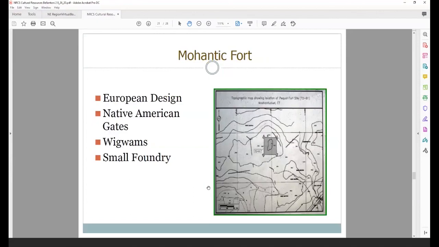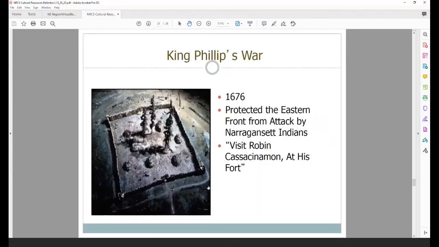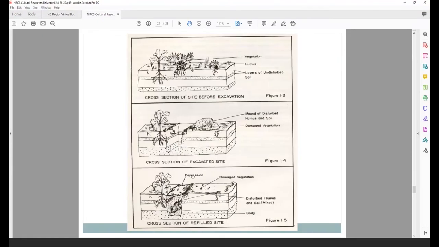And basically what we found from a stain in the soil was the remnants of a fort that was built during King Philip's War here in New England in 1676, that protected Connecticut from attack from the Narragansett Indians in Rhode Island to the east. There were no historic records of this fort other than one line. So it was found because of a stain.